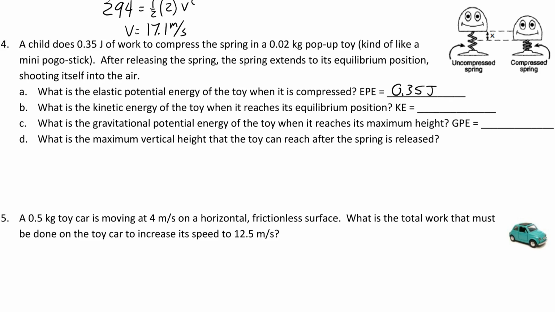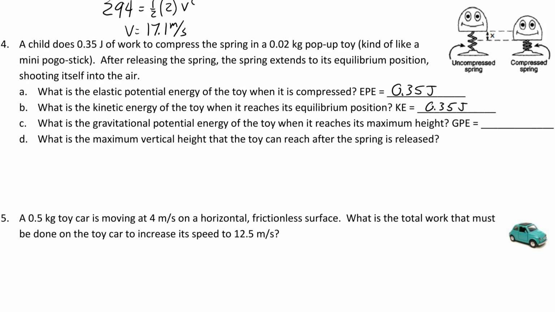Now it says, what is the kinetic energy of the toy when it reaches its equilibrium position? When it's in its equilibrium position, there is no x. So if we try to do PES is equal to 1/2 kx squared, x is equal to 0. So there is no potential energy anymore. All of this potential energy stored in the spring has now been transferred into kinetic energy. So this is going to be 0.35 joules as well.